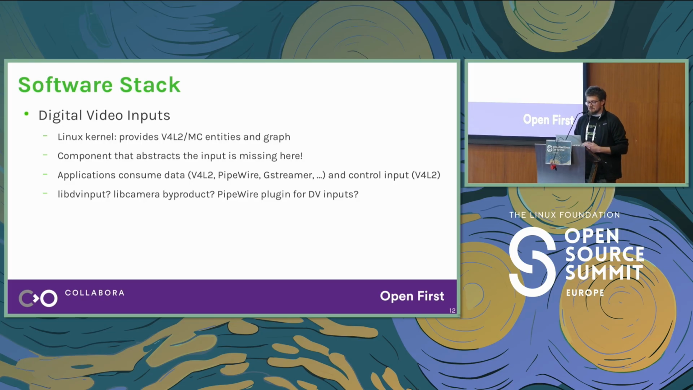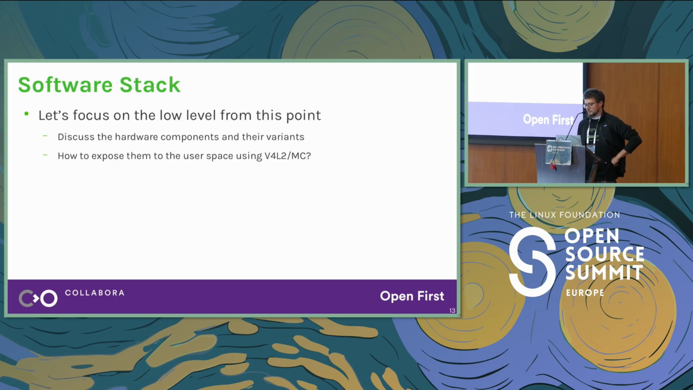And there should be maybe a libdv input for that. Maybe it's a libcamera byproduct. And maybe it should be a Pipewire plugin for DV inputs. So this is a bit of an open question here. But anyway, I'm a kernel developer, so let's focus on the low-level part from this point on and discuss the hardware components of those Rockchip SoCs and their variants, because Rockchip likes variants, and how to expose them to the user space using Video for Linux and the media controller framework.